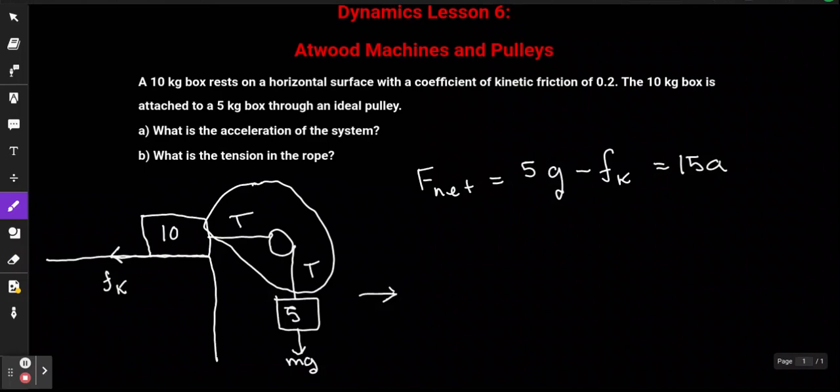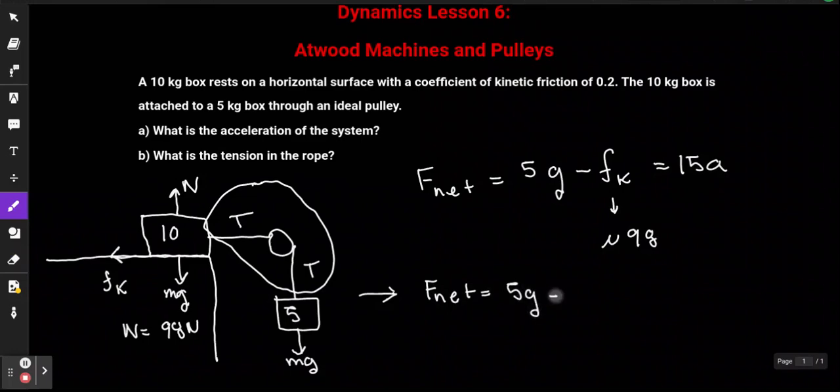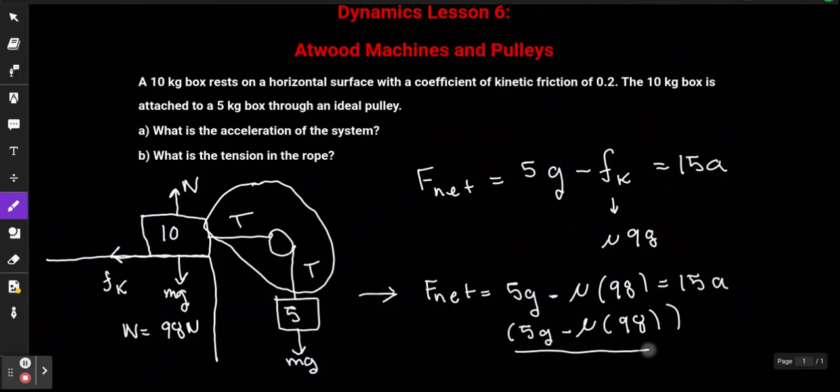So we know that our 10-kilogram box has a weight mg. And because it's on a surface, it has an equal normal force up because it's not flying upwards. So N has to be equal to 10 times 9.8, which is 98 newtons. So therefore, our Fk would just be mu times 98. So our Fnet equation is going to be 5g minus mu times 98 equals 15a. And solving for a, we would have (5g minus mu 98) divided by 15. So let's put this in our calculator.